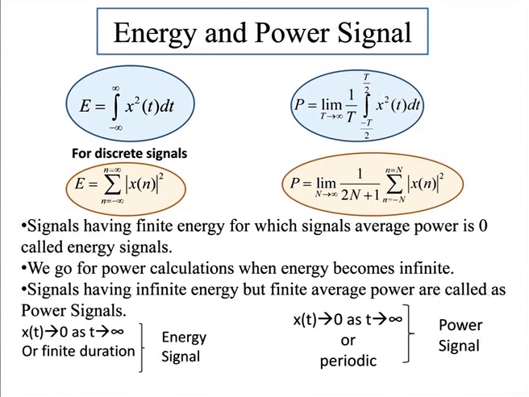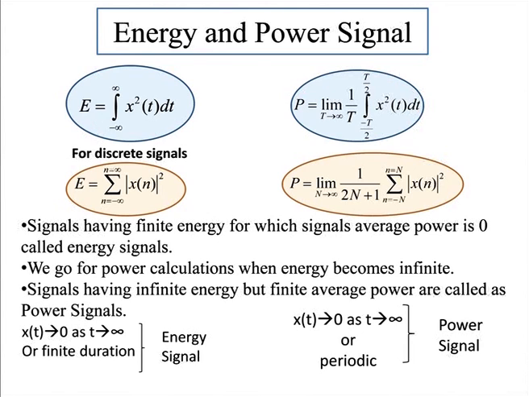In the same way for discrete signals, for energy you just replace integration with summation, n equal to minus infinity to plus infinity mod x of n square, and p equal to limit n tends to infinity 1 by 2 n plus 1, sum n equal to minus n to plus n mod x n square. Signals having finite energy, for which the average power is 0, are called energy signals. We go for power calculation when energy becomes infinite. Signals having infinite energy but finite average power are called power signals.